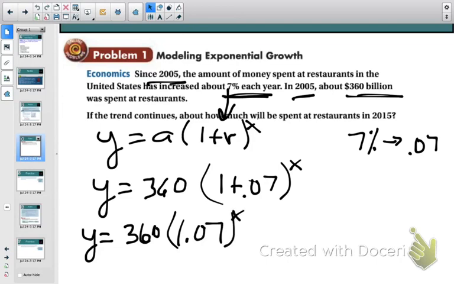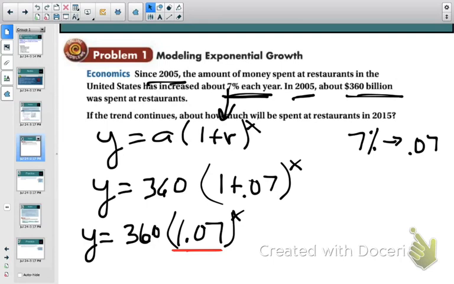Okay, the reason that we're doing the 1 plus is because now this is really like 107%, because you always start with 100% of your initial value. So we have 100% plus the 7% each year. So that's why it's 1.07 and not just 0.07. Okay, because it's growing. So 107% or 1.07.